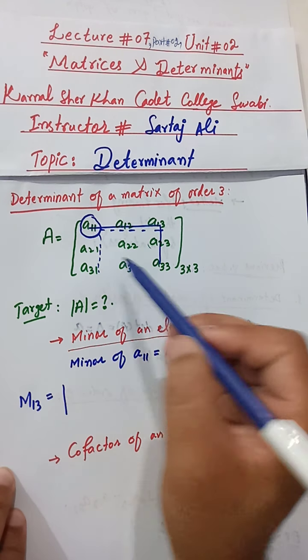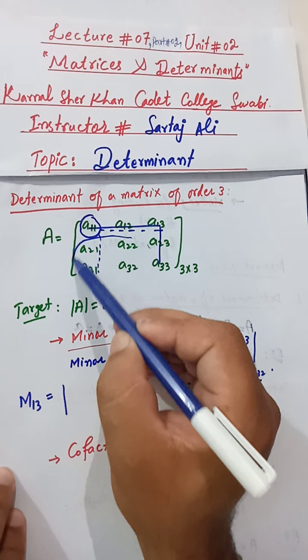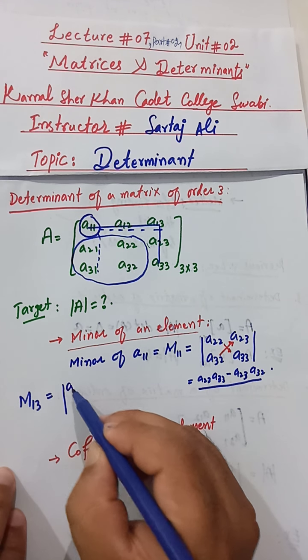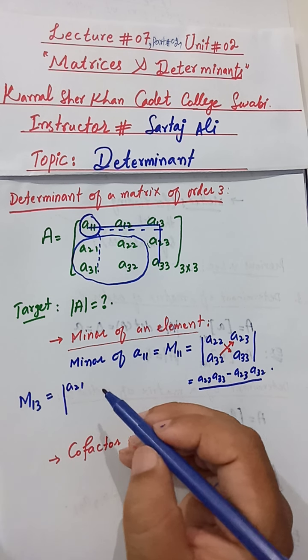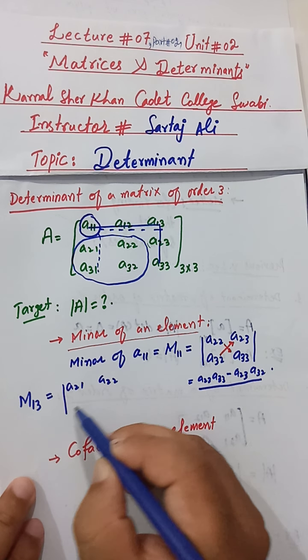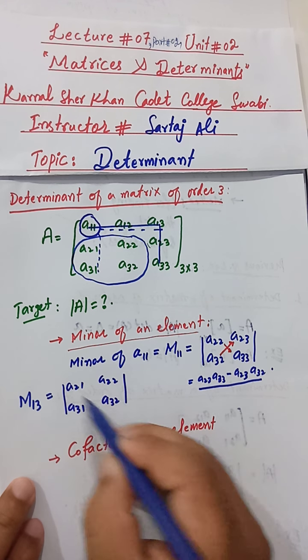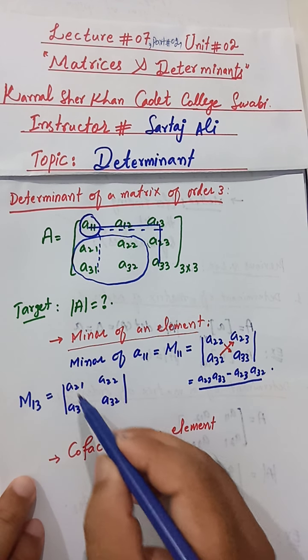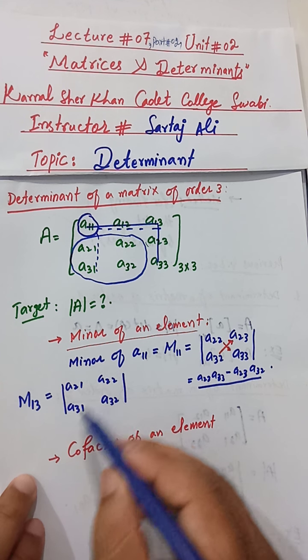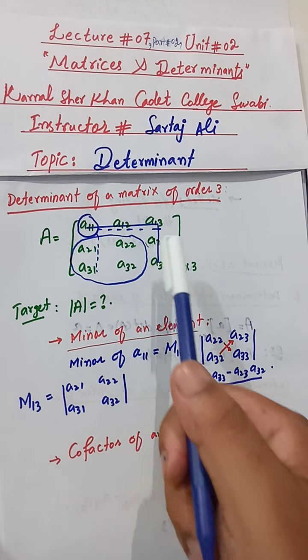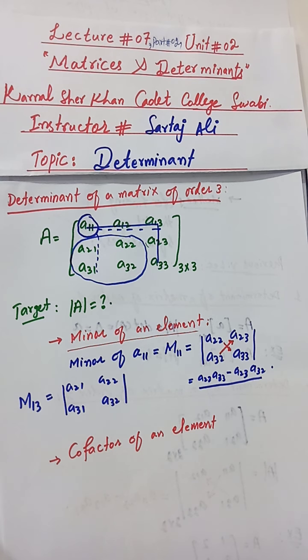So the first row and third column will be cancelled out and the rest of the matrix will be written in the determinant form. So this is A21, A22, A31, A32. So this is a square matrix. So you can multiply the diagonal elements minus non-diagonal. So you will find out a number, and that number will be the minor of that small a13.